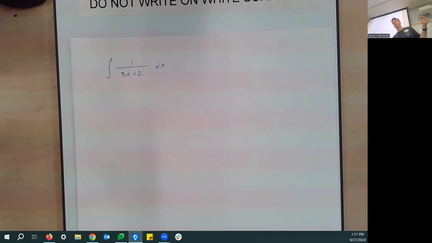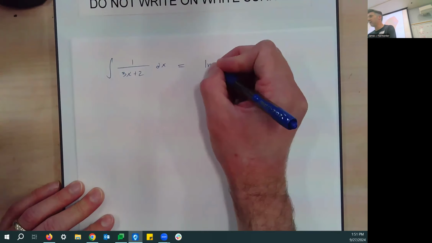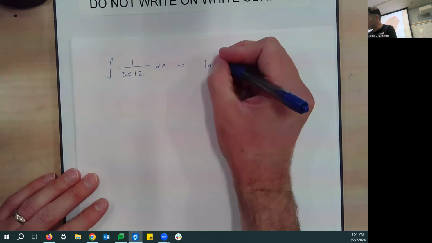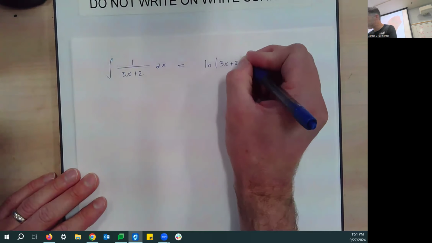To me, this one looks closest to 1 over x, specifically because the denominator is a linear function of x. If you just look at the denominator, 3x plus 2 is the equation of a line. I should say y equals 3x plus 2, but get the gist. So if you have 1 over something that's a linear function of x, it's almost assuredly going to anti-differentiate as the natural log of that stuff. Almost. Let's say the answer, which I know is wrong, is the natural log of the absolute value of 3x plus 2 plus c.